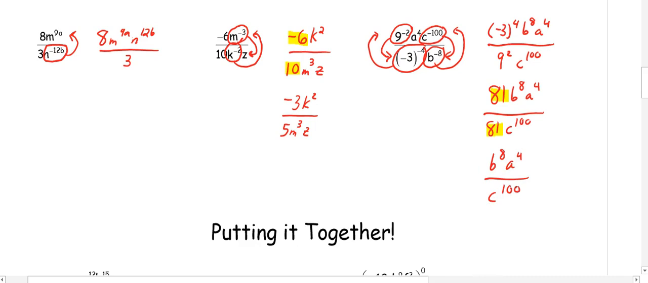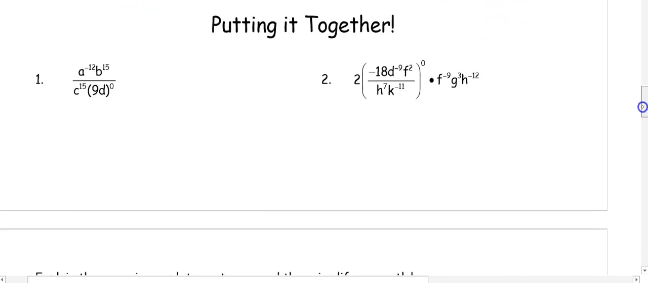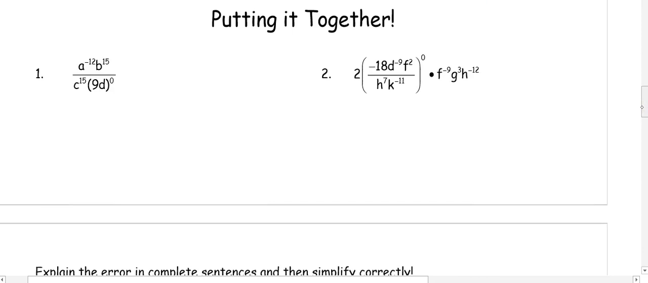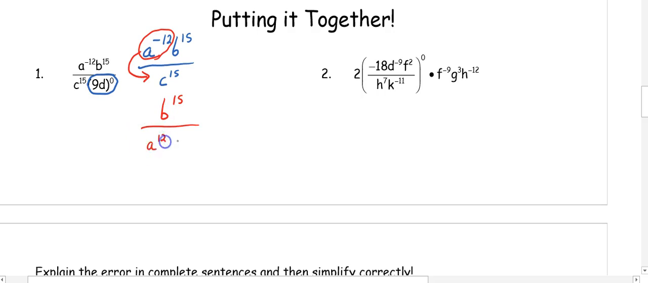So let's look at a couple problems where we combine the negative and the 0 exponents. So in number 1, we have a 0 exponent of parentheses 9d to the 0. So that becomes 1, and we can rewrite this problem as a to the negative 12th, b to the 15th, all over c to the 15th. Then, because a has a negative exponent, it needs to move into the denominator. So we're left with b to the 15th over a to the 12th and c to the 15th.